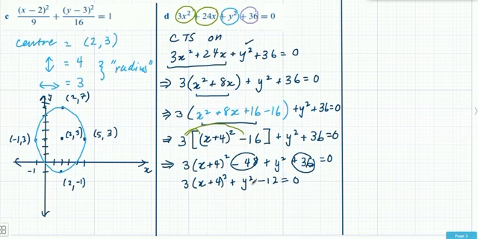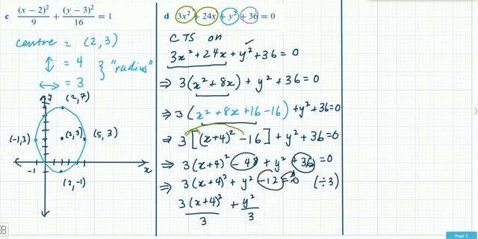Now what I'm going to do, to get this 3 out from in front of the x plus 4, is divide everything by 3. So we've got x plus 4 all squared, with the 3 out the front. We're going to divide that by 3. I'm going to divide the y squared by 3, and let's take this 12 over to this side, and I'm going to divide that by 3. So you can see I've divided every term here by 3.